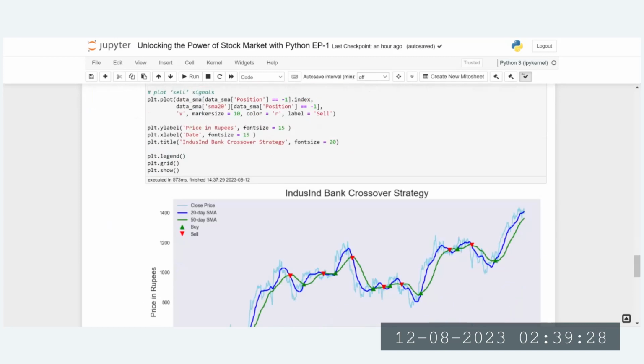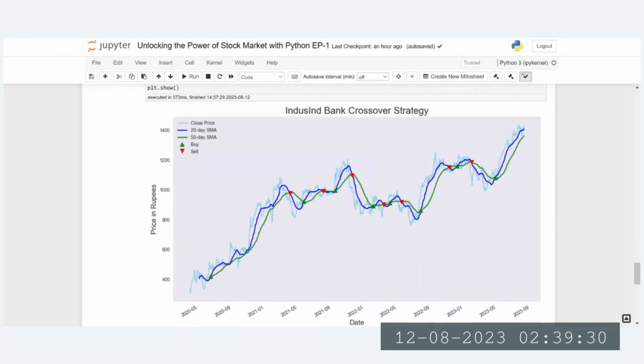right? So this is how a trend-based indicator, a simple moving average, can help us in identifying some trading opportunities. Now we can replicate this for any stock of our choice. We looked at IndusInd Bank for an example, but I can replicate it for any stock that we are interested in. I can even download from Yahoo Finance data for, let's say, multiple stocks together, and then apply this strategy.